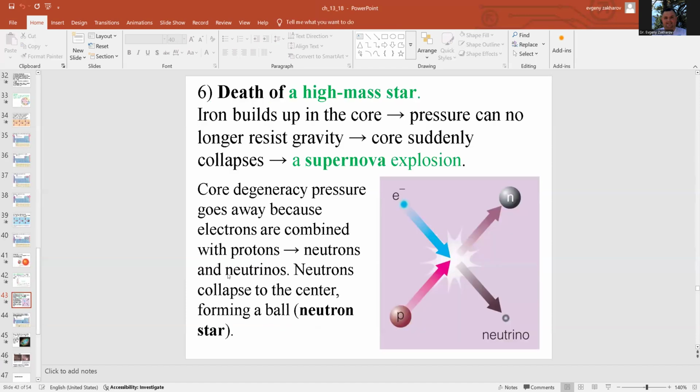So here comes the death of a high mass star, the gravity contracting the core, same as a low mass star, but the conditions are not even close to what you see in a low mass star. The dramatic explosion is described very well in the video that we're about to watch.